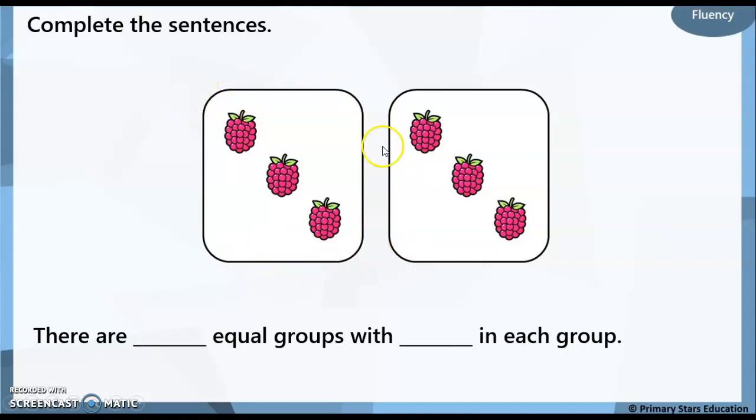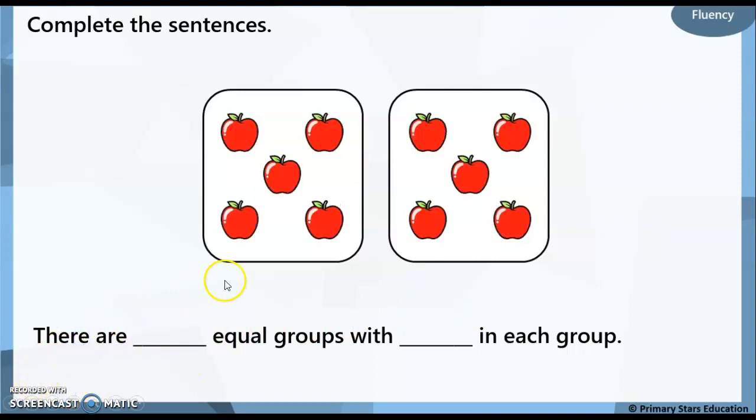So we've got two groups, and in each of the groups we have 1, 2, 3, 1, 2, 3. They both have 3 in, so they are equal groups. So there are 2 equal groups because there are 2 boxes with 3 in each group. Here we have 2 equal groups with 1, 2, 3, 4, 5.